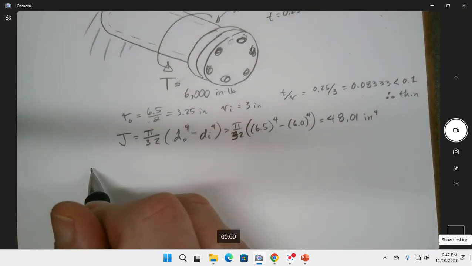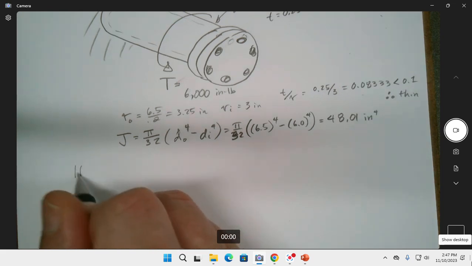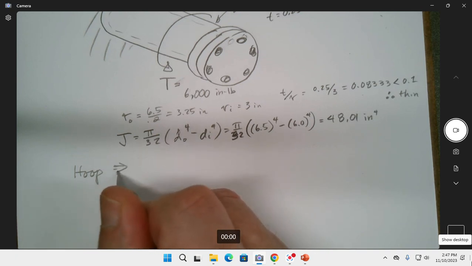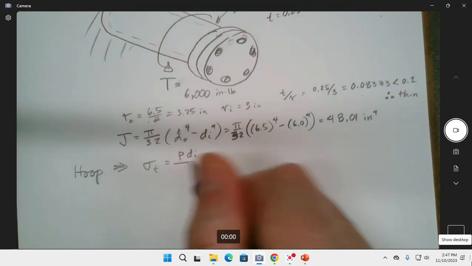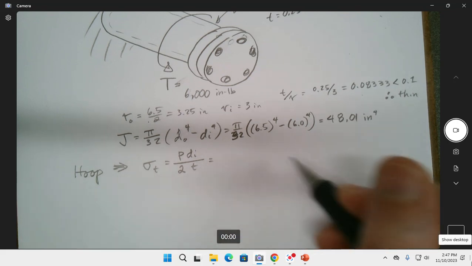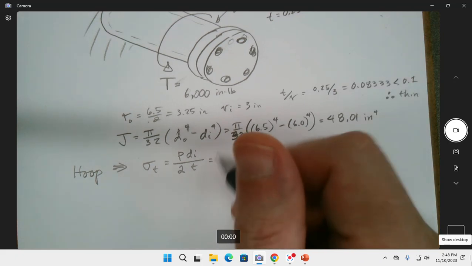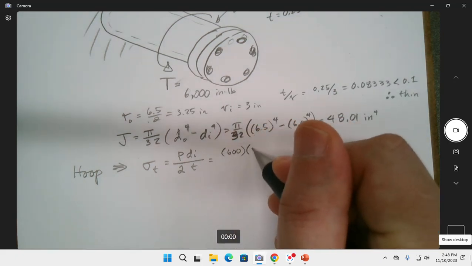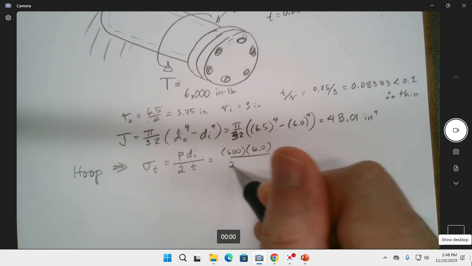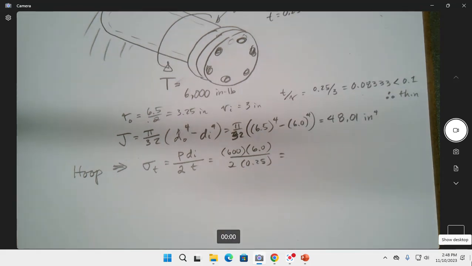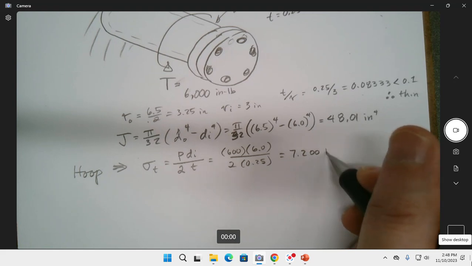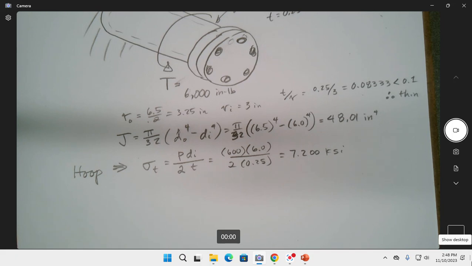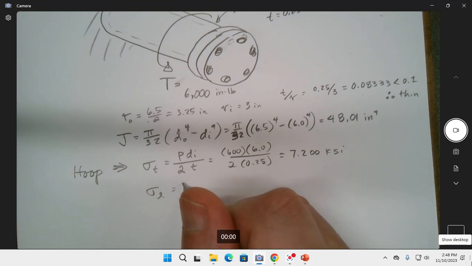Let's get the hoop stress. I'll just draw an arrow. That's the tangential, and remember it's going to be P times DI over 2T. Got that memorized? 600 times 6, because that's the inside diameter, divided by 2, divided by 0.25. So how large are we talking about? That's going to be pretty good. So we get 7.2 KSI. Did I do that right? Yeah. Thank you. And the longitudinal will be just 1/2 of that, right?